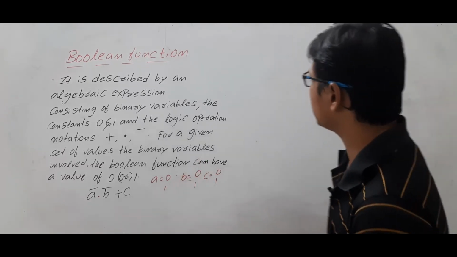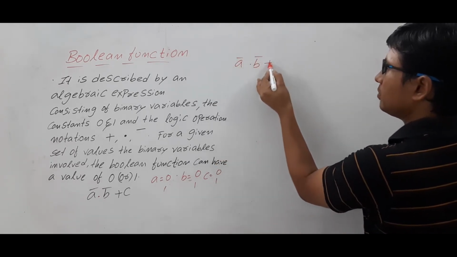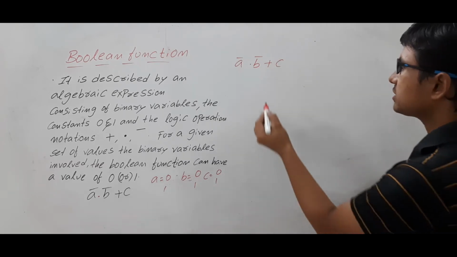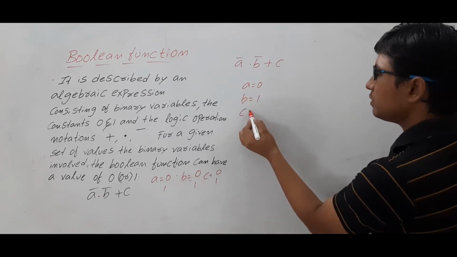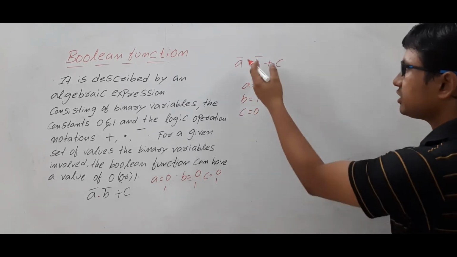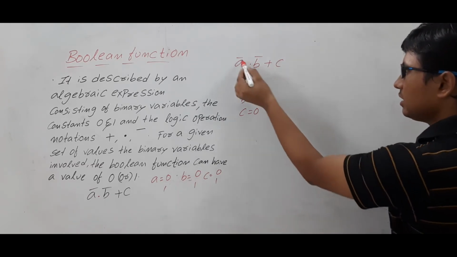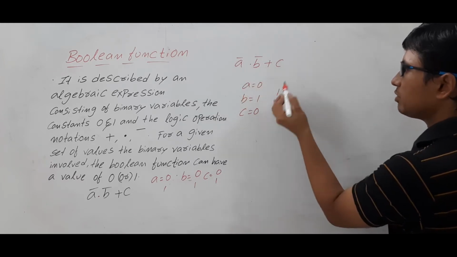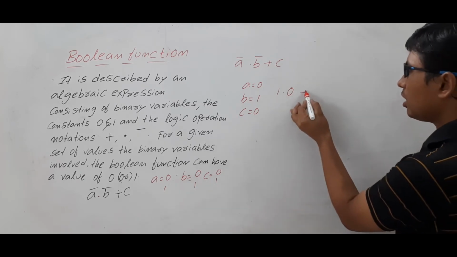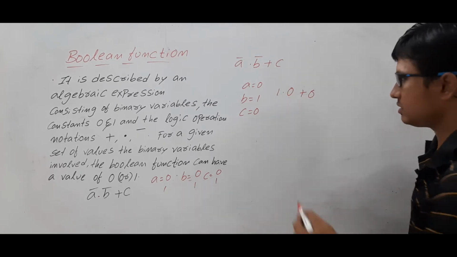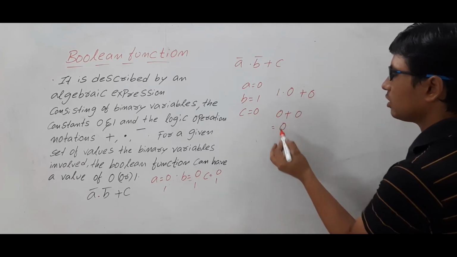Suppose for this example, A complement, B complement or C. Now let's take that A value I have given 0, B value I have given 1, C value I have given 0. Then if I substitute these values in this function, what is the output I will get? If I take A complement, 0 complement will be 1, and 1's complement will be 0, or 0. 1 and 0 is 0. Am I right or wrong? Or 0. Totally I got the value as 0.